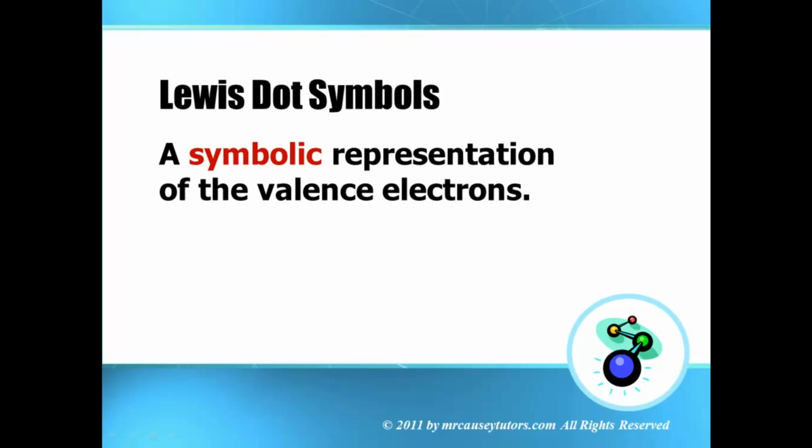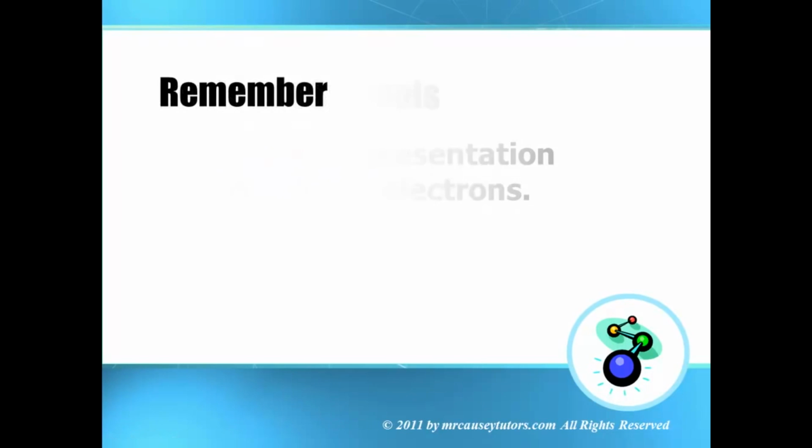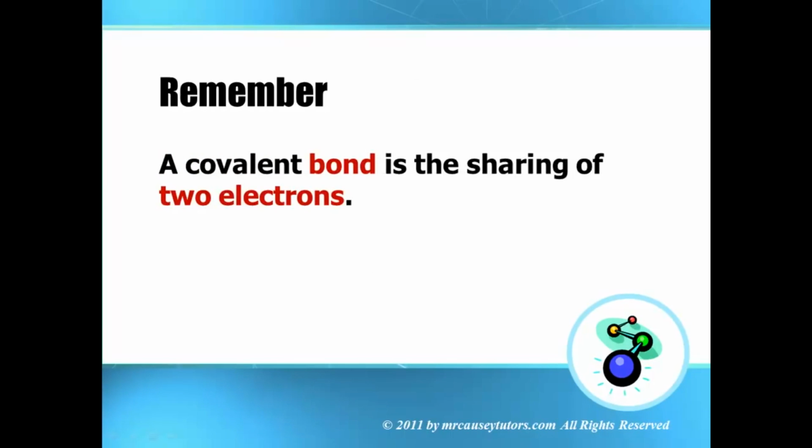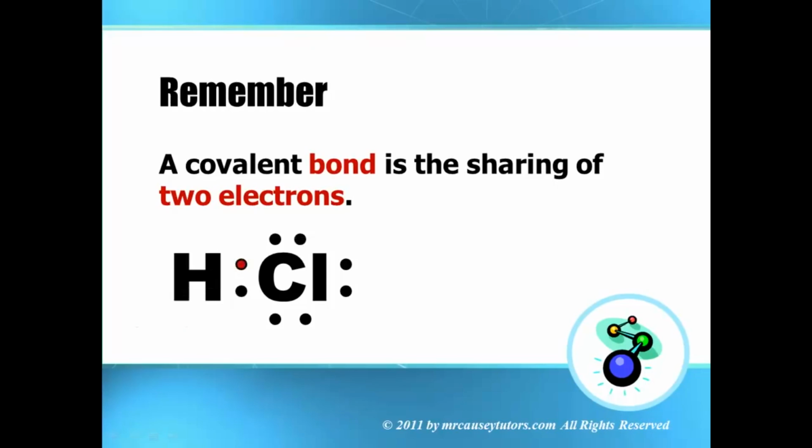Lewis dot symbols, a symbolic representation of the valence electrons. And here's sulfur's representation. There we go. Very cool. Remember, molecule refers to covalent compounds, a nonmetal to a nonmetal. A covalent compound is the sharing of two electrons. Oh, there's hydrogen and chlorine, sharing some electrons and creating a bond.